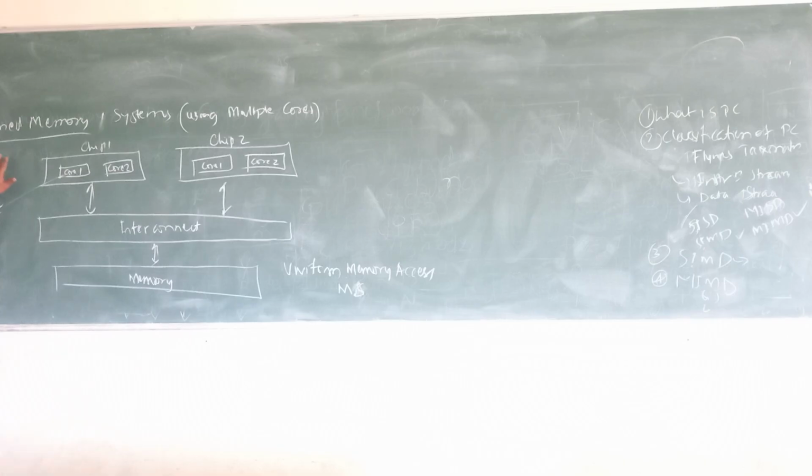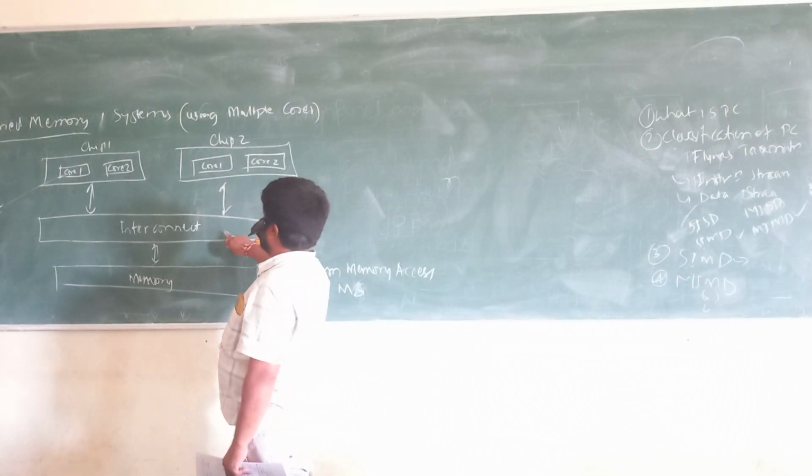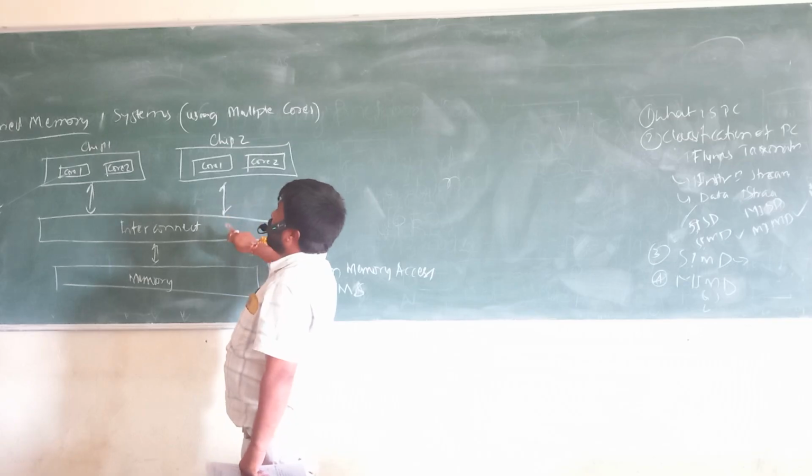In the shared memory system we have multiple cores, more than one core built on a single chip. These cores have their own private level of caches, which cannot be shared to another core. This is the main point. The cores of chip one can access the main memory through the interconnect, and the next chip can also access it through the interconnect only. This is called shared memory.